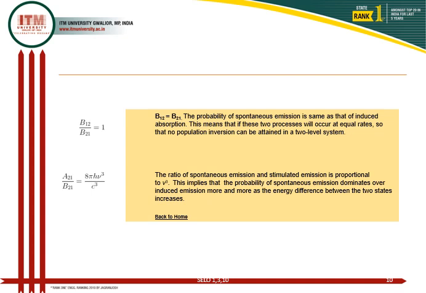In the second, we have got the relation between A21 and B21. The ratio of spontaneous emission and stimulated emission is proportional to nu cube. It depends on the cube of the frequency. The probability of spontaneous emission dominates over induced emission as the energy difference between the two states increases. So these are the two things that we can derive from there.